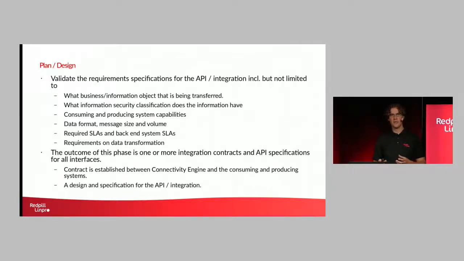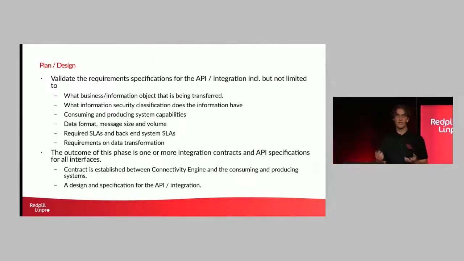We look at the consuming and producing systems capabilities. So we look at how can we communicate with the systems involved in this integration? And we're not just looking at the technical contract here, but we're looking also on the SLA that these systems can provide. For instance, if we have a requirement that we need to process X amount of messages per second, we need to make sure that the system that gets these messages also can process the same amount of messages. Otherwise, we need to do something about that in the design.